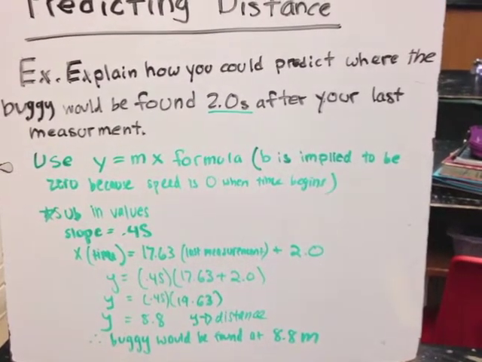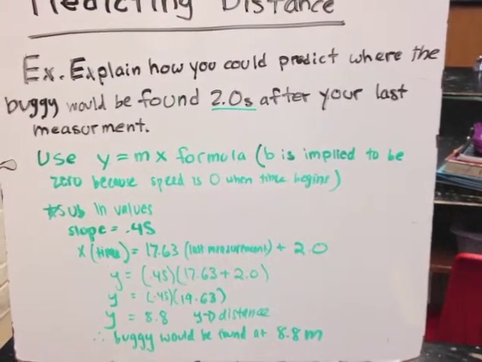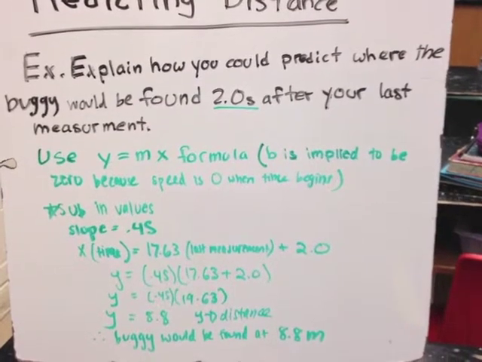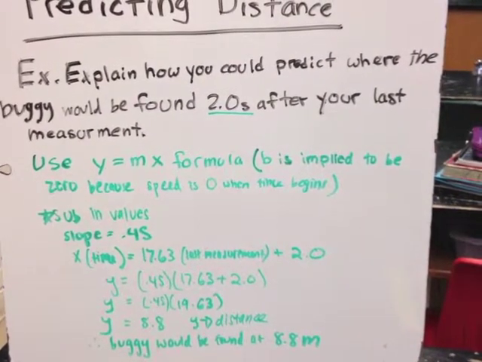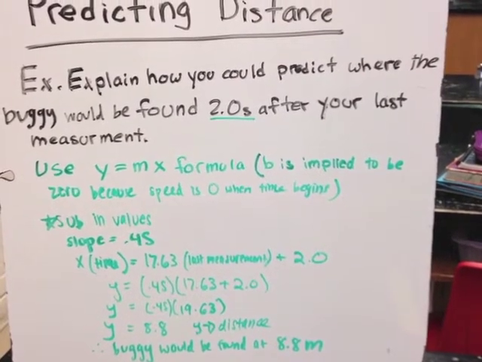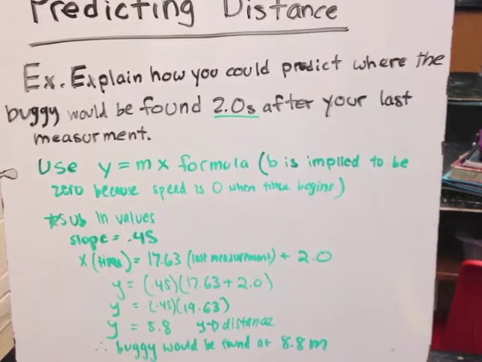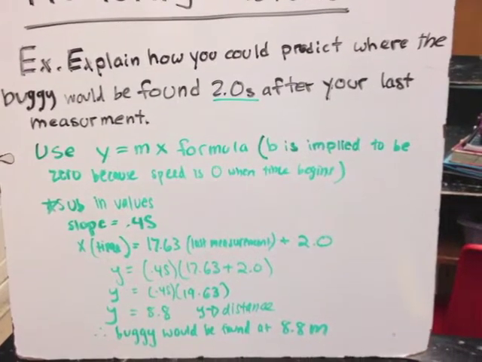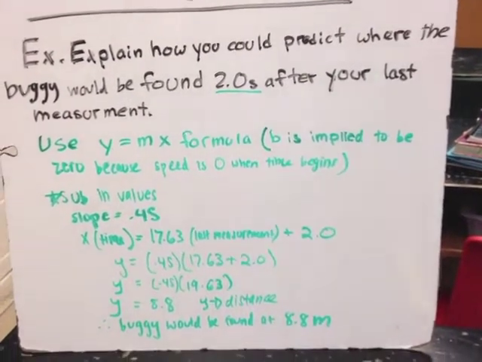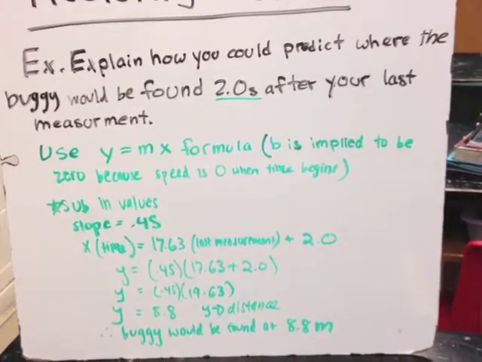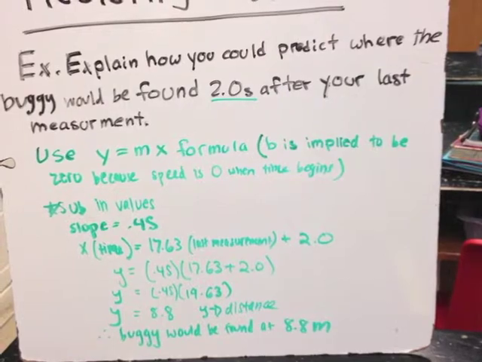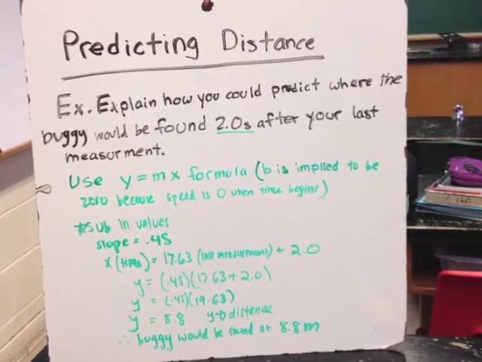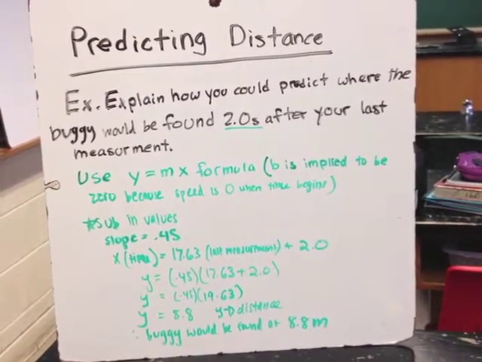So now we want to sub those in. Now we want to find y, which would be equal to the distance because it's on the y-axis, and then we sub 0.45 in for the m, which is the slope, and then we sub 17.63 plus 2 in for x, and then after that you solve it, and therefore you would find that the distance, which is y, equals 8.8 meters. So then therefore the buggy would be found at 8.8 meters. There you go, guys. So if you want to solve for time, which is x, you can just sub the distance into y, then sub the slope, which is 0.45, into m, and then rearrange to find x, which would be time.